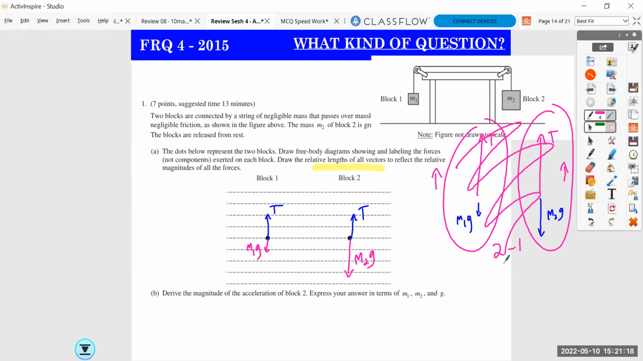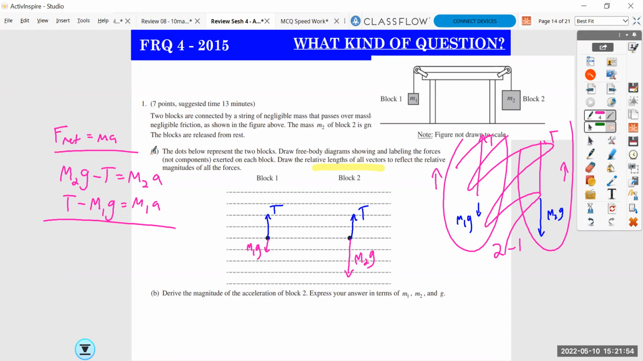It then wants us to derive the magnitude of the acceleration of block 2, recognizing that both blocks actually will have the same acceleration. There's a longer way to do this and a quicker way to do this. The longer way to do this is to set up Newton's second law for each block, m2g minus T equals m2a. And for the other one, it's T minus m1g equals m1a. So you do F equals ma for each block individually.